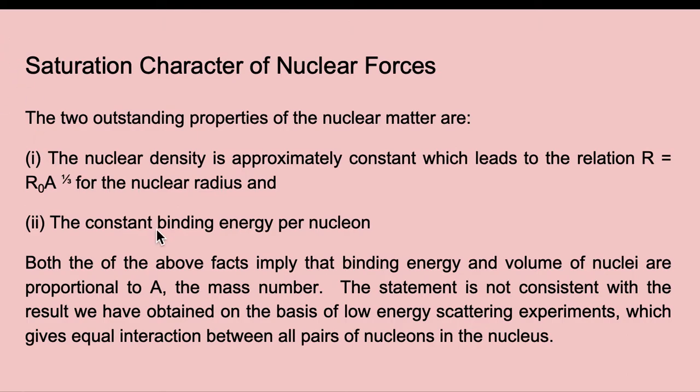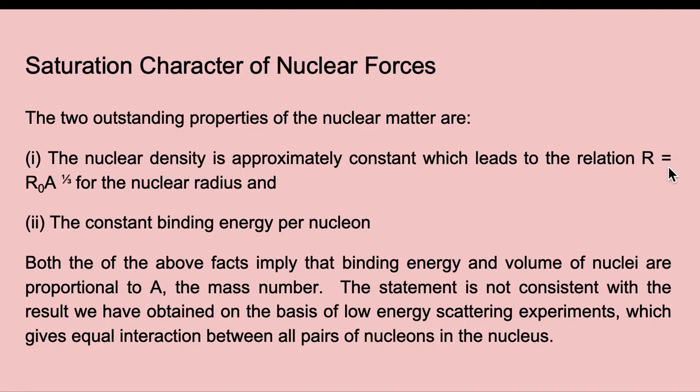And the second is the constant binding energy per nucleon. Both the above facts imply that, and I think no explanation is needed for this. You know the binding energy per nucleon curve, and you can see that it is almost a constant over a wide range. So, both the above facts imply that binding energy and volume of nuclei are proportional to A.